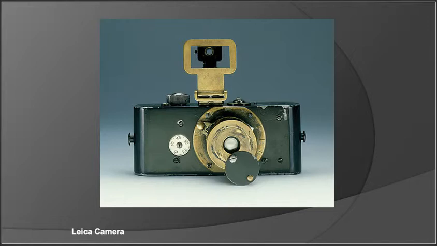And Oskar Barnack, in 1913, has this idea: instead of making a camera and then making film for that camera, let's build a camera around an existing and widely used film format. And so they chose 35 millimeter film, and he invents the Leica camera. Leica is still a company, still produces cameras to this day. This is the very first camera, called the Ur-Leica, from 1914.